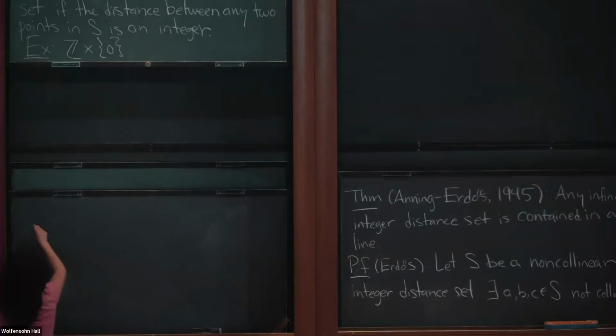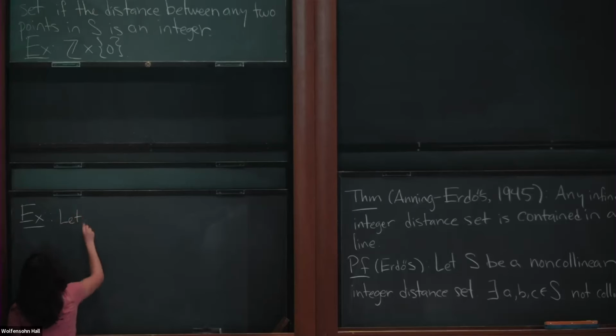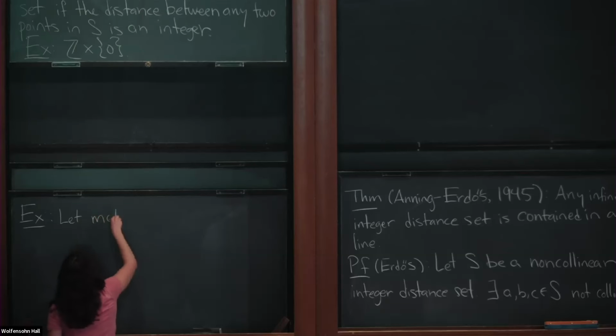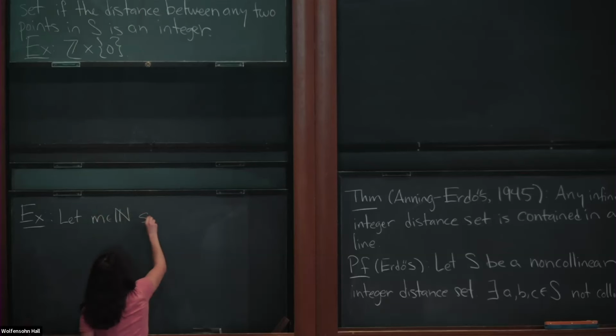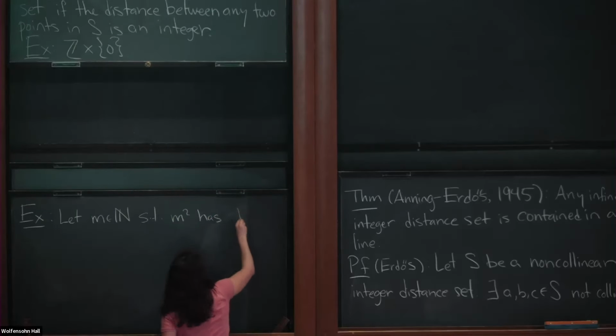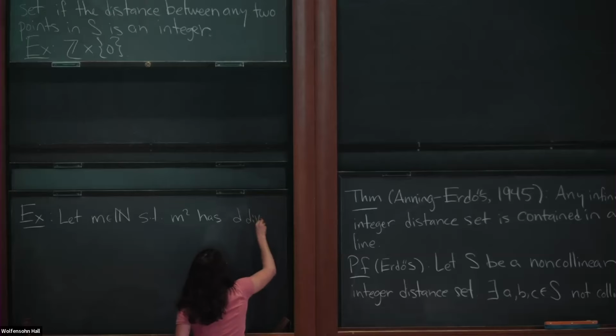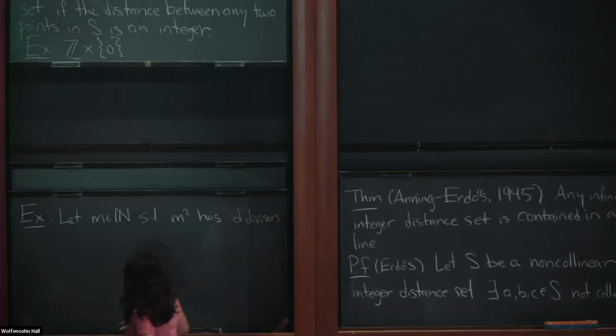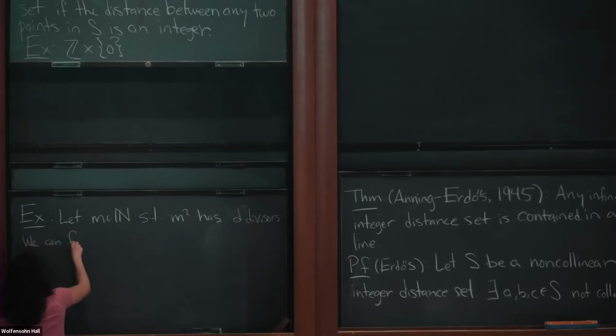So, a simple example. This is going to produce an integer distance set with all but one point on a line. Let m be some odd integer such that m squared has d divisors. Then we can find at least d solutions.